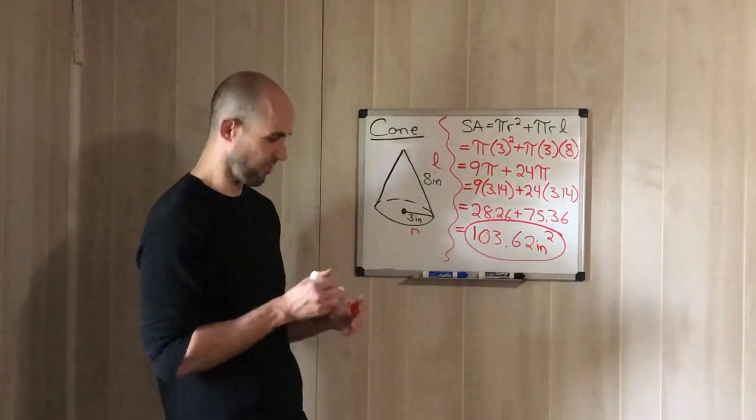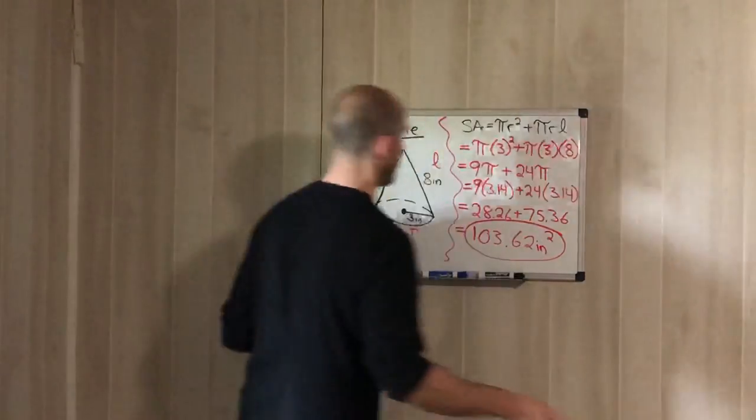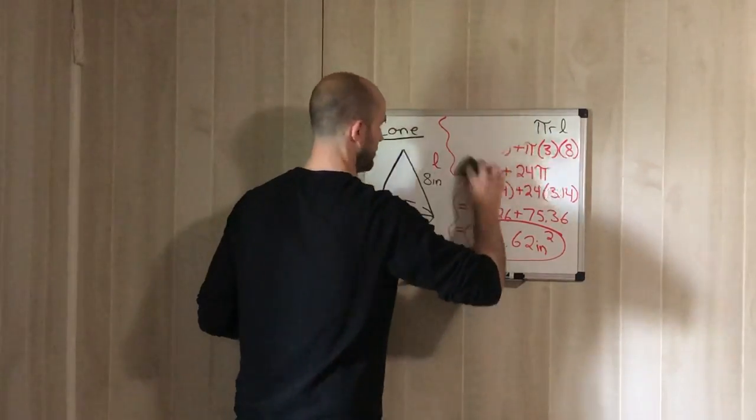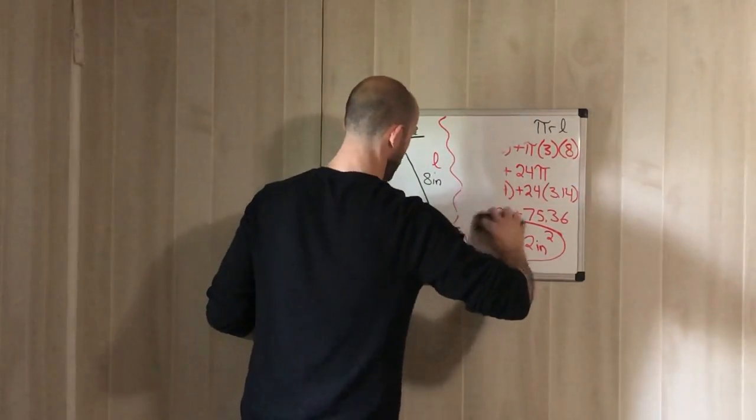And our last example is going to end up being finding the volume of a cone. Which again, very simple.